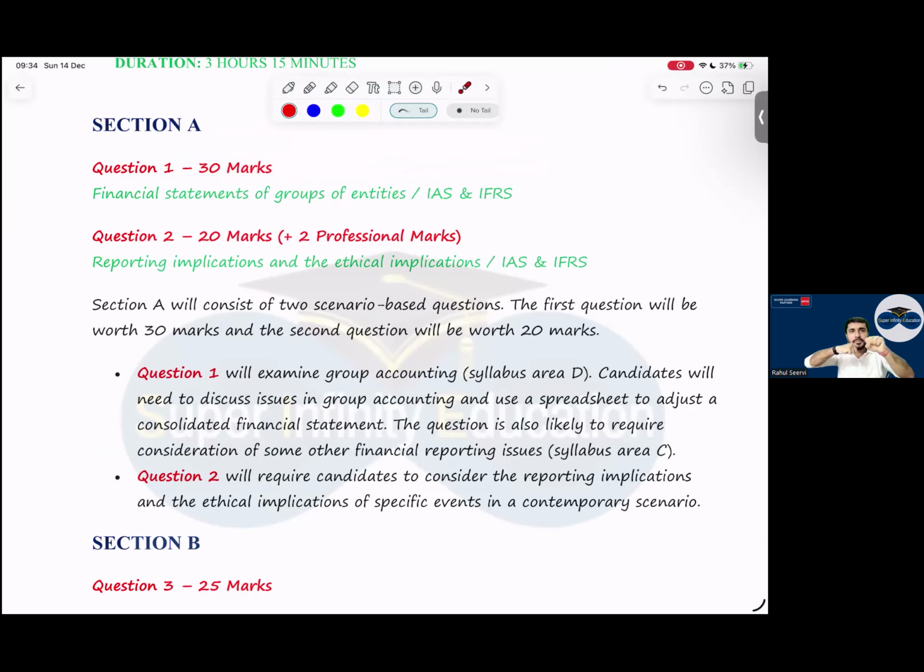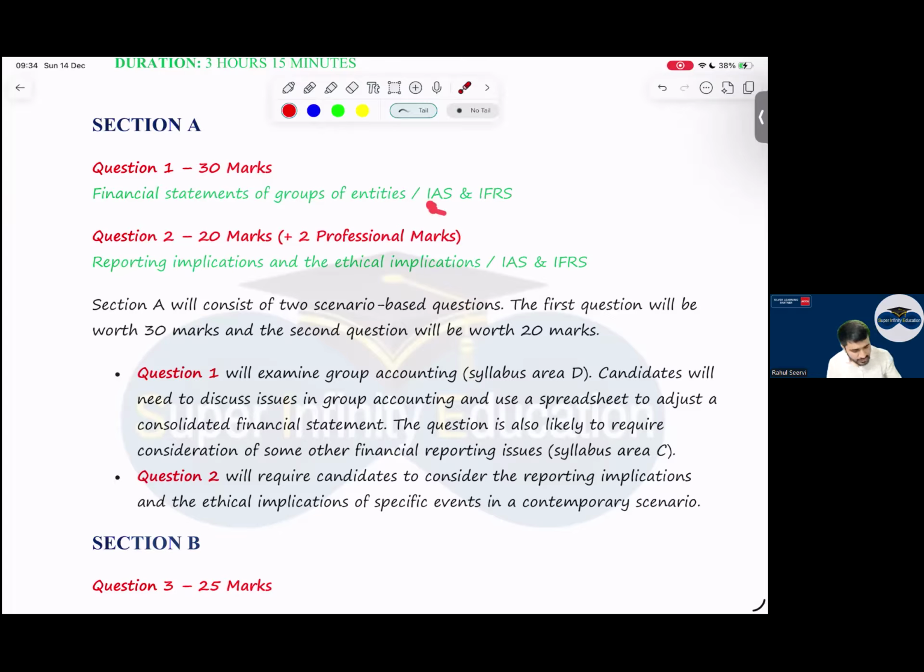If I acquire B Limited, A company will prepare a balance sheet and P&L. B company will prepare a balance sheet and P&L. Sir, when I combine these together, how will I do the accounting? How will I prepare the balance sheet and P&L? We'll be learning that. Yes, sir.